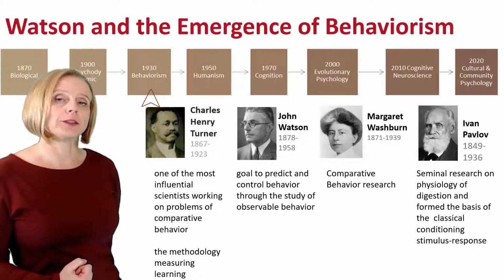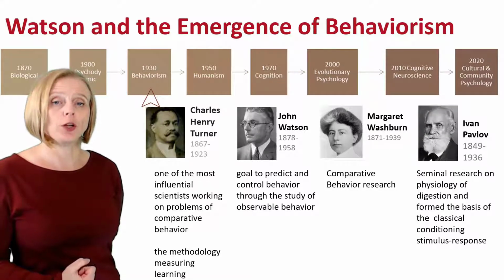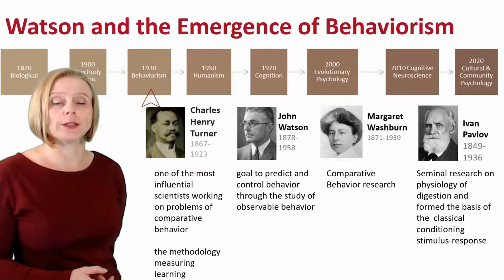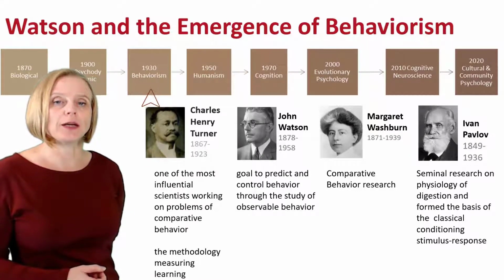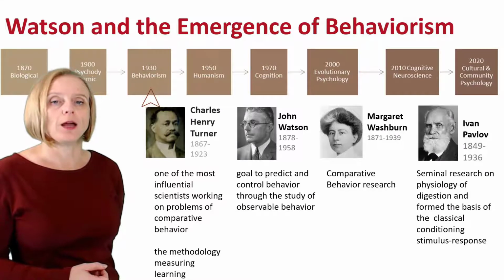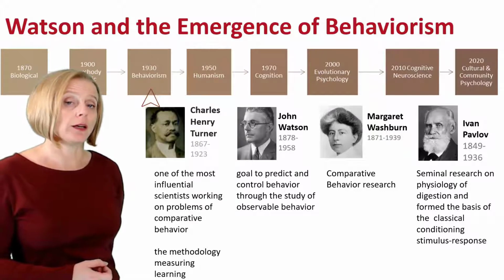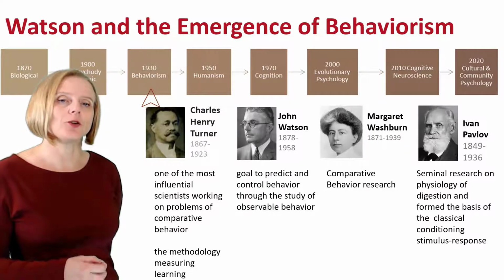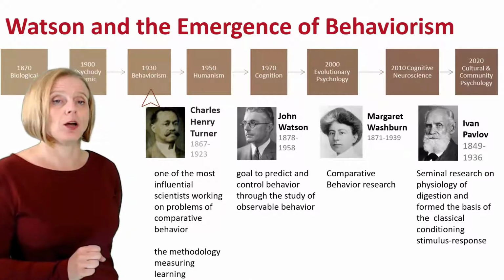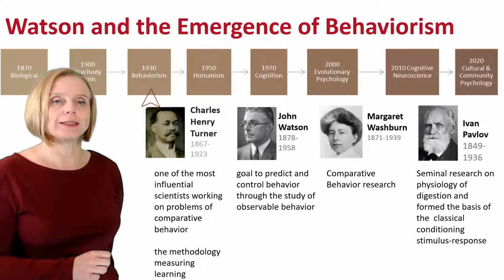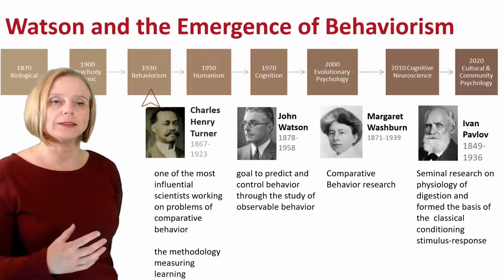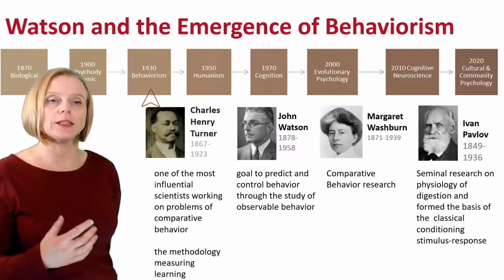Some of the founding fathers of this field include Charles Henry Turner, who was probably one of the most influential, if unknown, scientists working at the time. He studied the problems of comparative behavior and the methodologies for measuring learning in different species. John Watson had a goal to predict and then to control behavior. Margaret Washburn wrote extensively on comparative behavior research. Ivan Pavlov conducted the seminal research on the physiology of digestion, which formed the basis of the classical conditioning stimulus-response methodology.